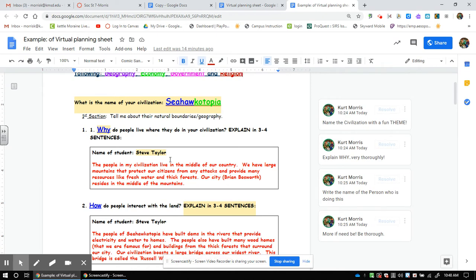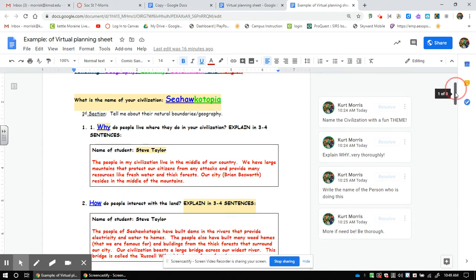So, why do people live there? Here's what I wrote: be very, very thorough. People live in my civilization in the middle of our country. We have large mountains that protect our citizens from any attacks and provide many resources like fresh water and thick forests. Our city, Brian Bosworth, named after a famous Seahawk, resides in the middle of the mountains. All right, so I've gone through and I've explained in 3 to 4 sentences why people live where they do. You did that previously in the geography that you picked.